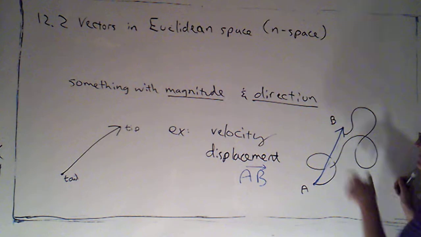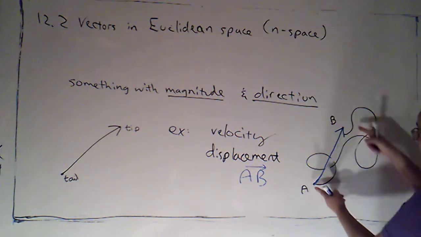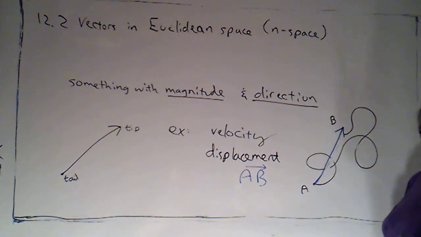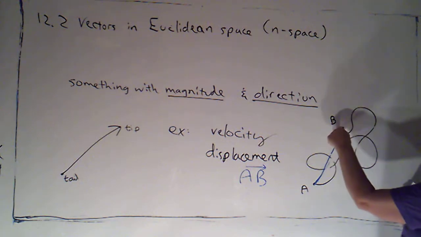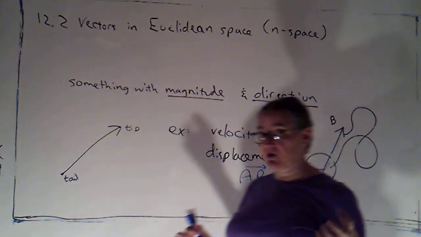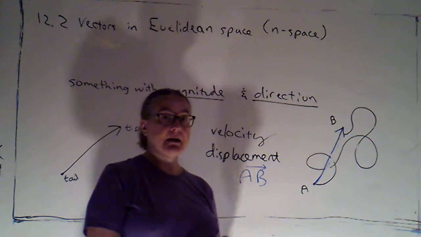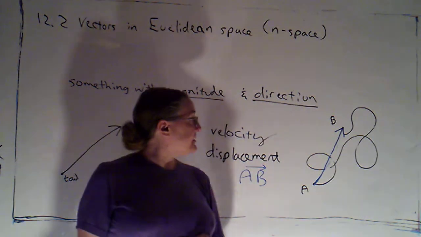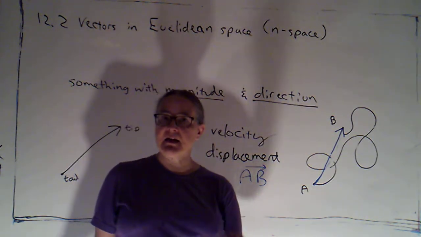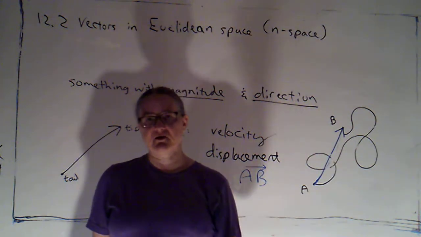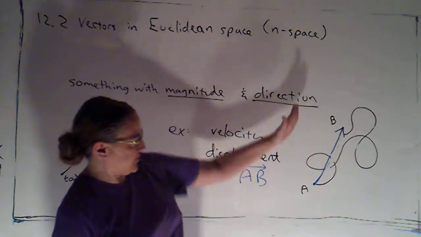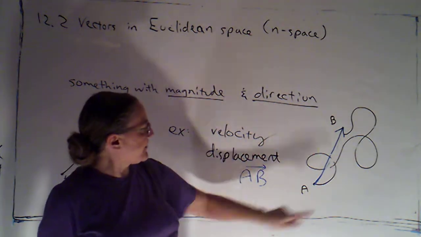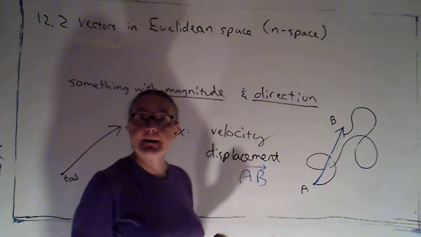Okay. But AB would be that. Now, the magnitude of displacement is not necessarily the same as the distance that I traveled. If I went from A to B along this circuitous path, the distance that I traveled is much greater than the magnitude of the displacement. But the magnitude of the displacement is the distance between my ending point and my starting point. And then the direction is just the straight line direction going from my starting point to my ending point.